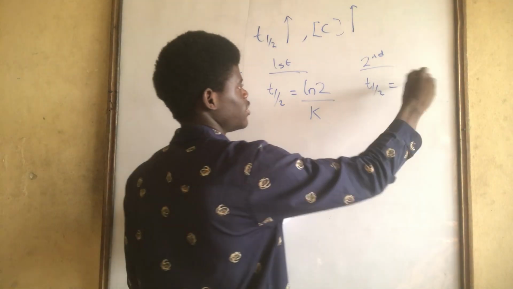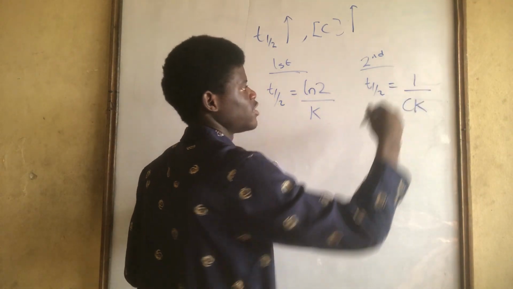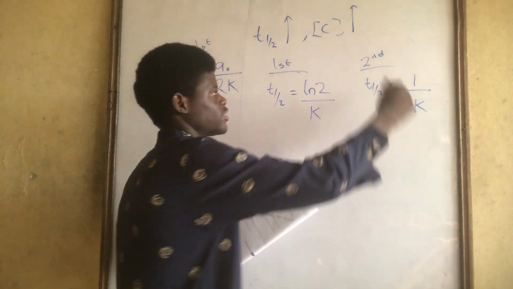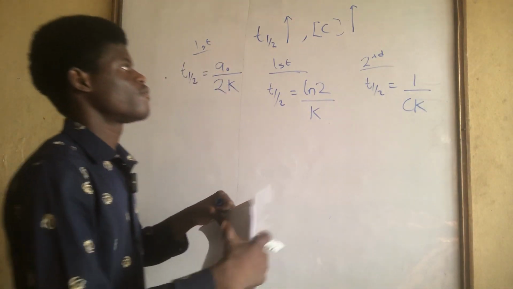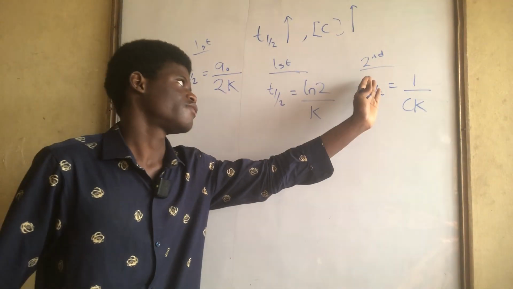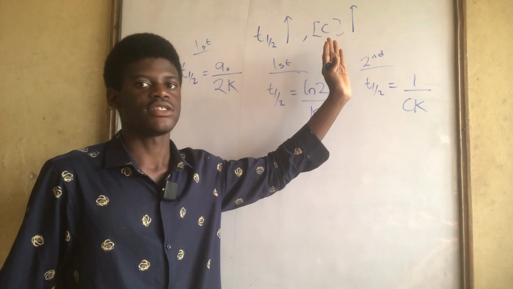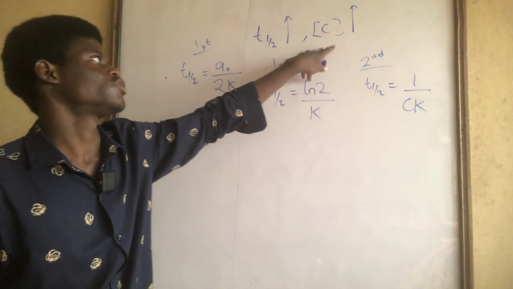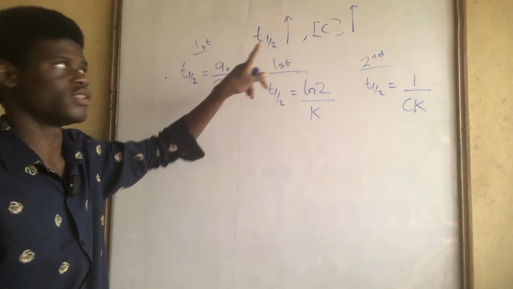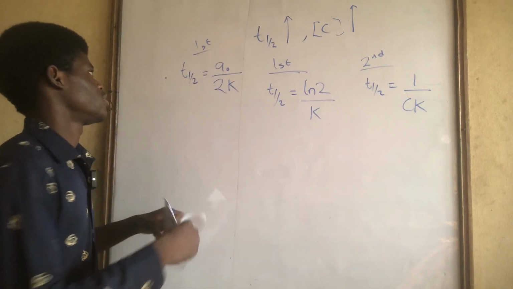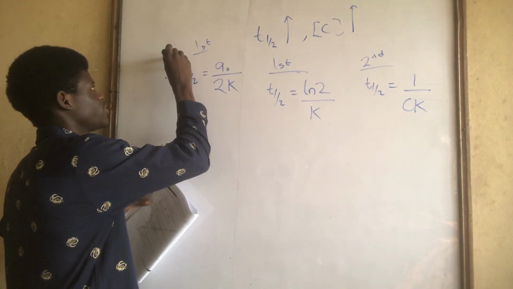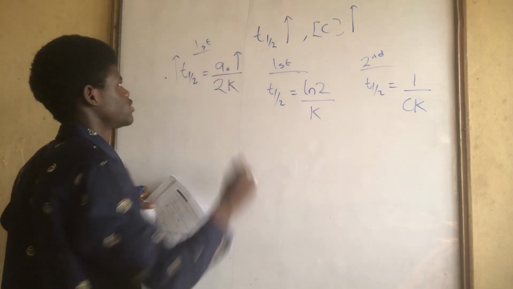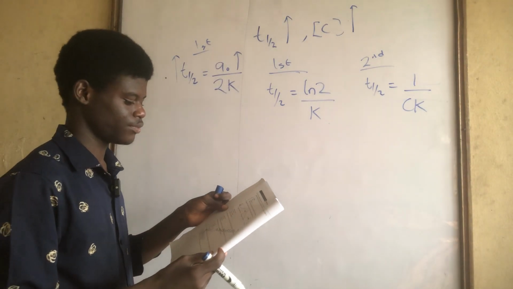Let's say they are in a straight way like this, it will be directly proportional, but they are slanted, so it's inversely proportional. So for a second order, the half-life is inversely proportional. So as half-life increases, the concentration decreases. But the question says, as half-life increases, concentration increases, and that can only be found in zeroth order because they are directly proportional here. So as half-life increases, concentration also increases. So the answer is zeroth order.